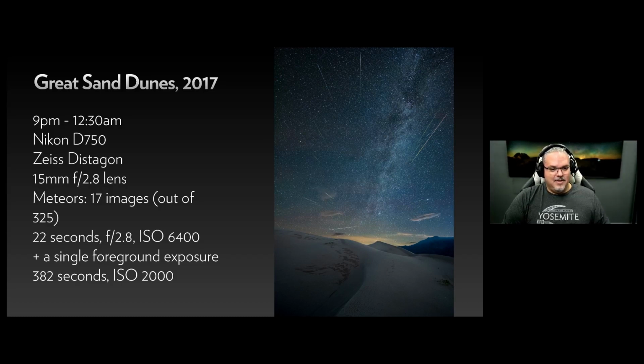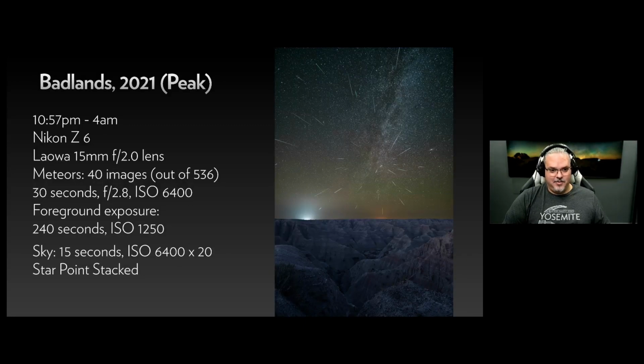So there are a couple of different exposures, and we're going to talk about why. Here's another one. This is from this year's Perseids meteor shower in the Badlands. This is the night of the peak. This was a long night. And perhaps some of the people here in the audience were with me on that workshop. But this one I shot with the Z6.